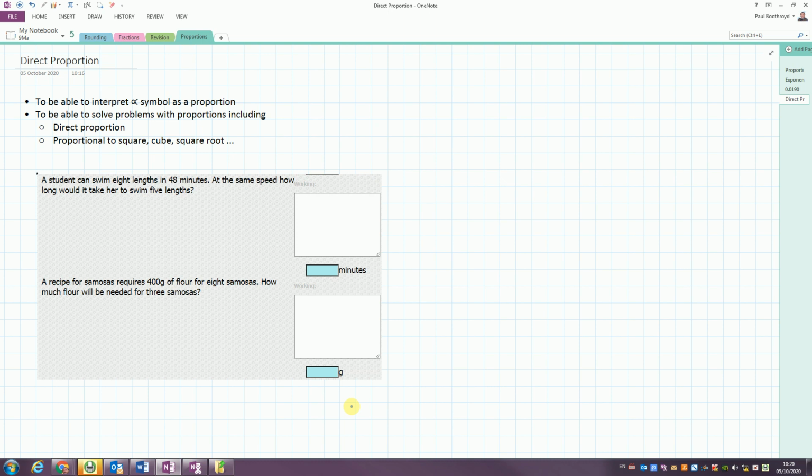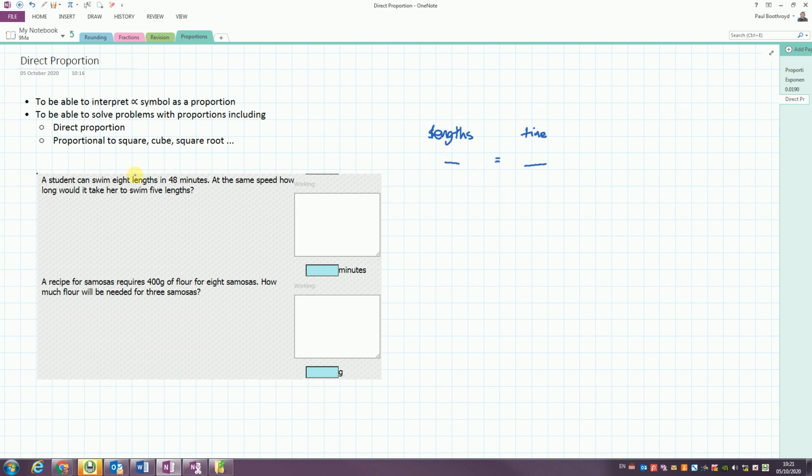So, video number 1, as an example. A student can swim 8 lengths in 48 minutes. At the same speed, how long will it take her to swim 5 lengths? Well, my proportion method says that I can do it two ways. I can do lengths and time, and they're two equivalent fractions.